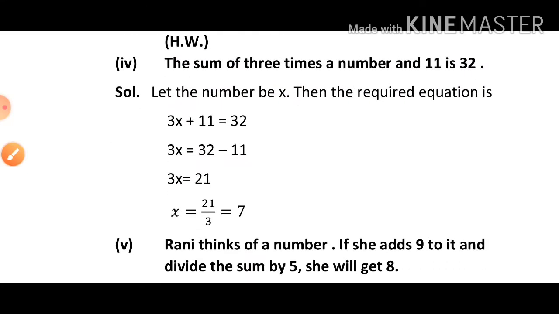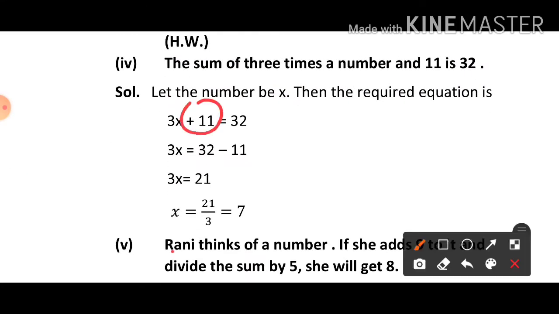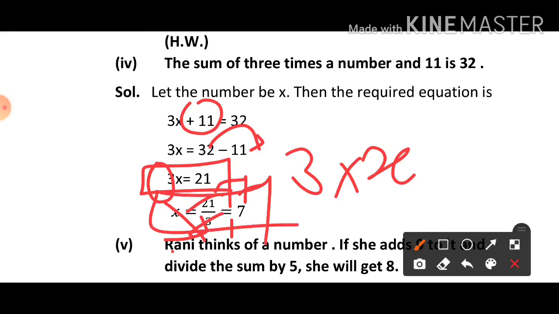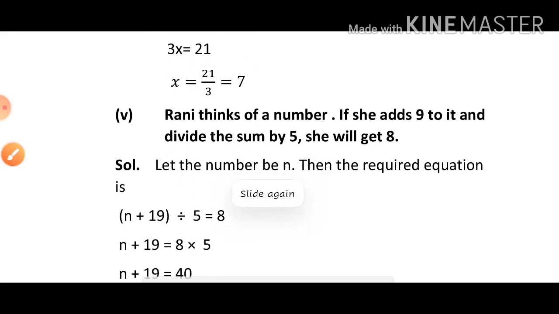Then find the value of x. As 11 is given plus, it will change into minus 11. So 3x is equal to 21. And 3 is given in multiplication. Here 3x means 3 multiply x. So on the right-hand side we change it into divide. So 3 ones are 3, 3 sevens are 21. It means the value of x is 7.